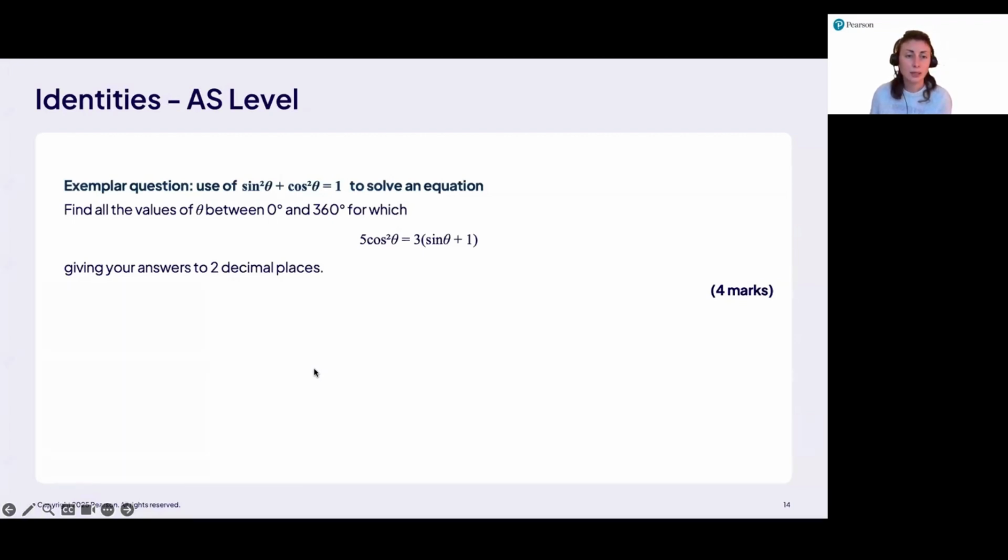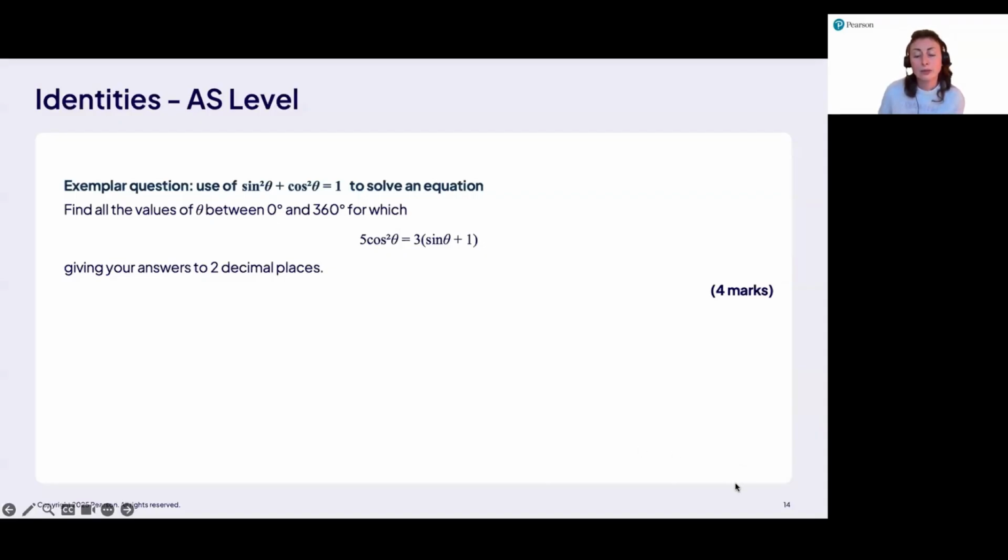Find the values of theta between 0 and 360 for which. And so something that you could talk to your students about is how do they identify which identity to use? So they've got their identity sine squared plus cos squared equals 1. They've also got sine over cos equals tan as a year one identity. So knowing which one to use, or, if they should be using one.